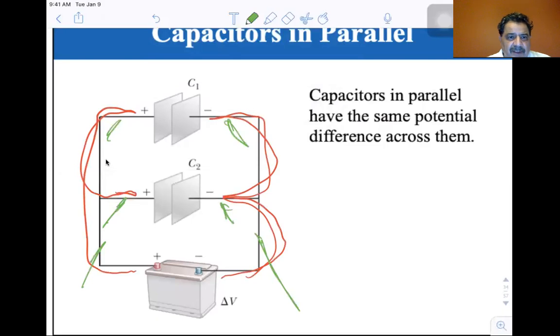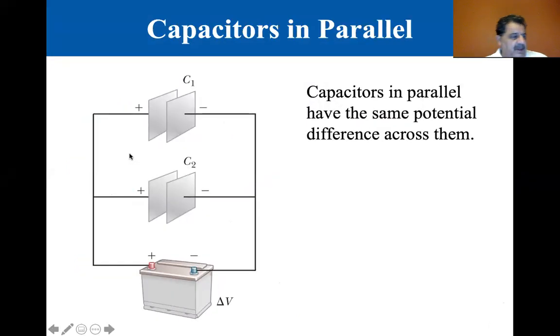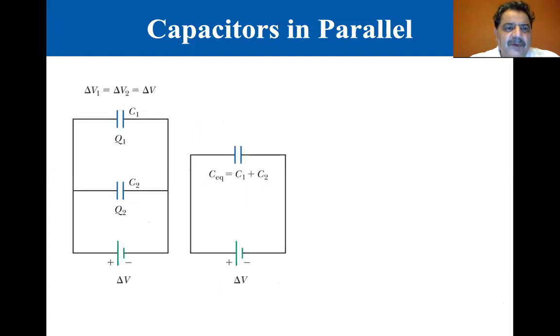So let's go back to the PowerPoint. Capacitors in parallel have the same potential difference across them. That's what I was just saying. Wherever you measure, you're going to measure the same potential difference. So here V1, which is the voltage across C1, is the same as V2, which is the voltage across C2, which is just the delta V coming from the battery.